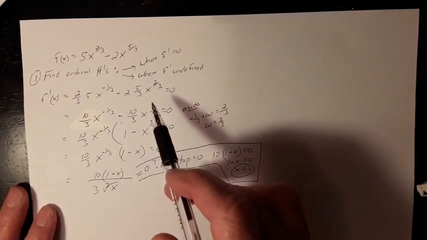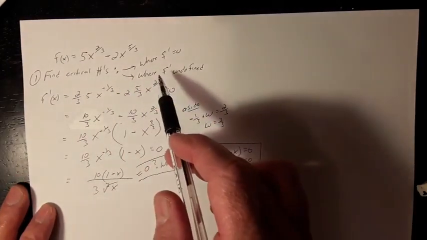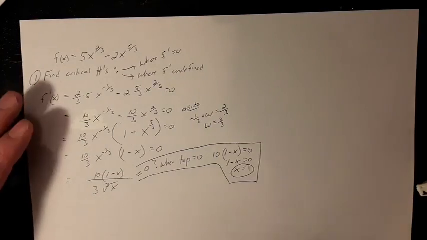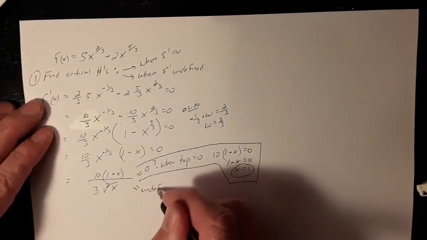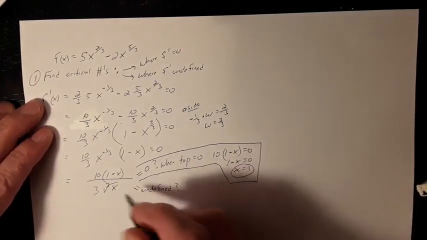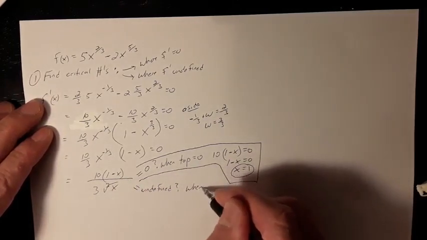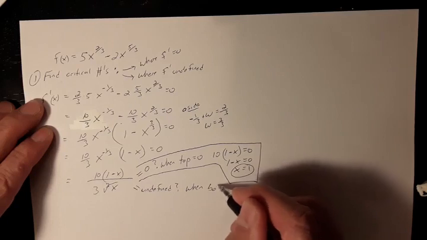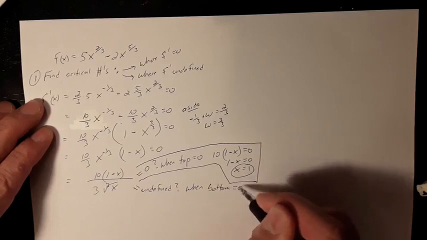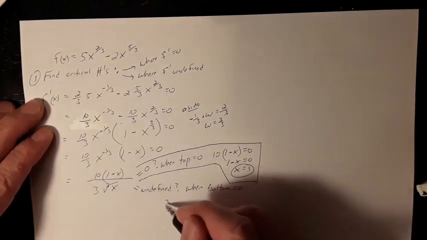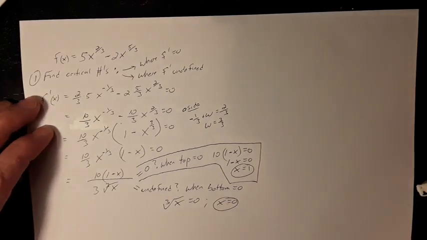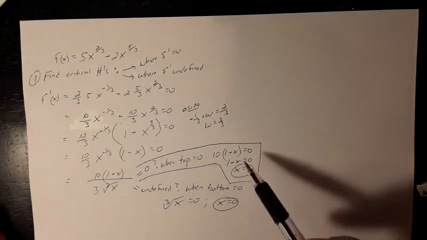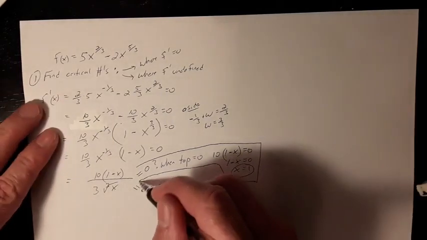Also for critical numbers, and this is the first example we see like this, I also want to know where f prime is undefined. So where is f prime undefined? This is going to happen when the bottom equals 0. That's going to happen when the third root of x equals 0. In other words, that's going to be when x equals 0. So these are the critical numbers of my function.